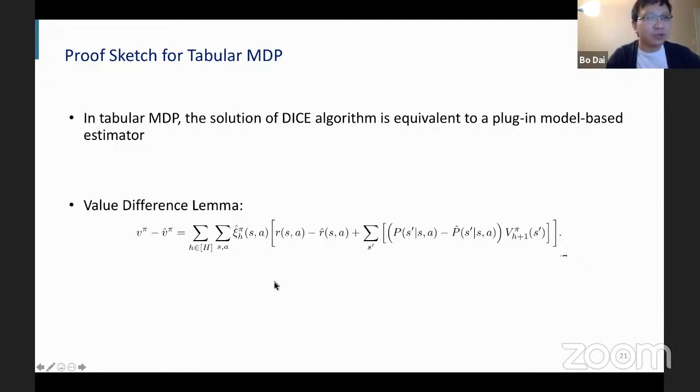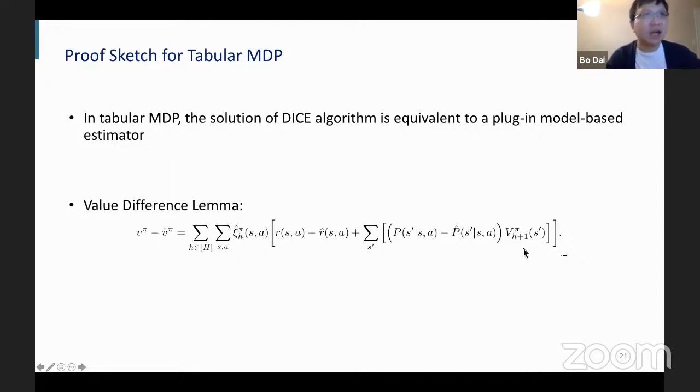The proof of this one is quite simple but tedious. We get here by the definition of V and the definition of V hat, expand it, and also use recursion. I will not go through exactly how we get here, but remember this is an important lemma. Based on this lemma, we change the original objective function to this part, and then we can bound each term and eventually get the solution.